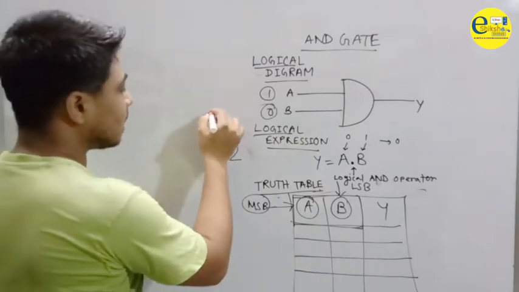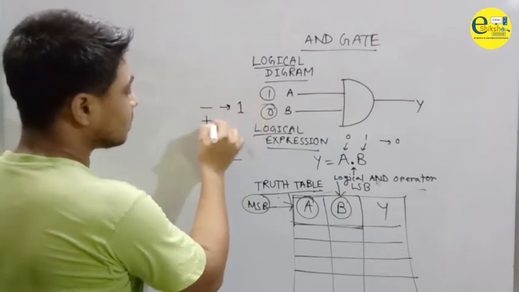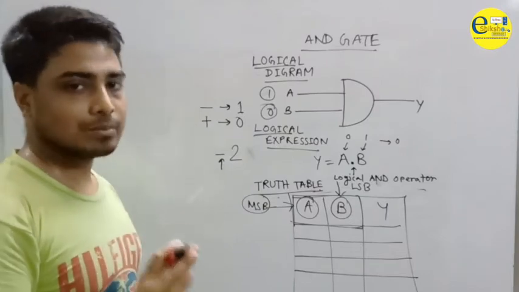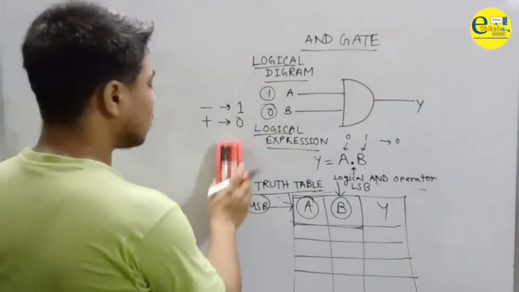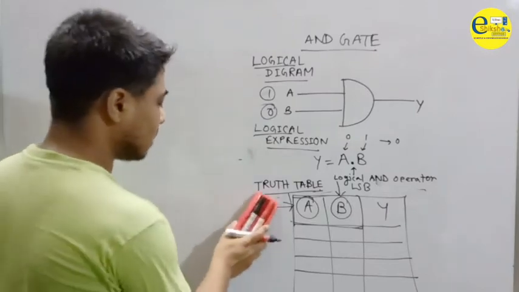Okay, in case of sign bit, minus is represented by 1 and positive sign is represented by 0, in case of sign magnitude. So don't worry about that, it is not related to this topic, I'm just discussing it here.